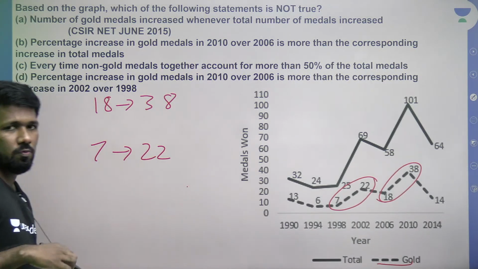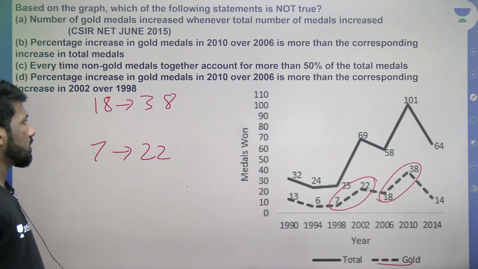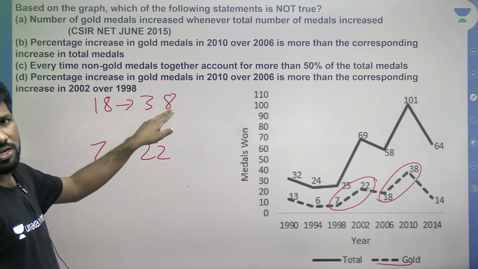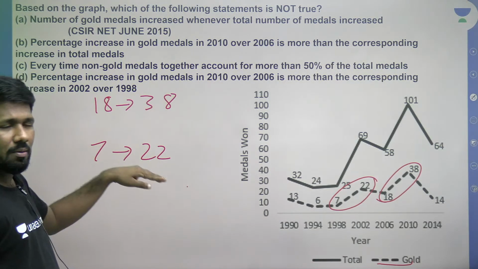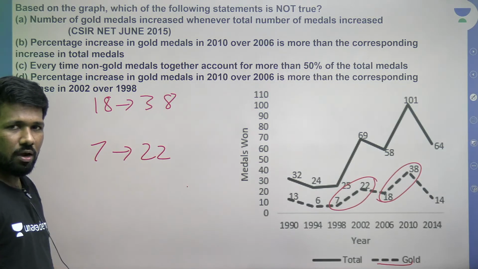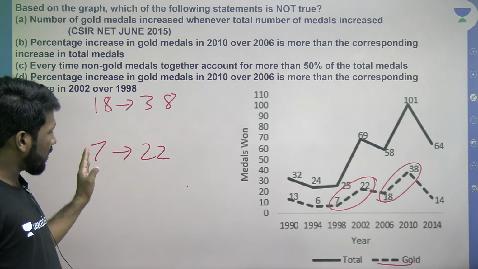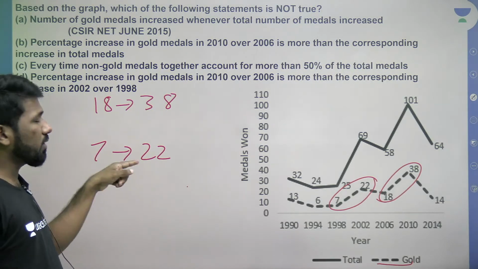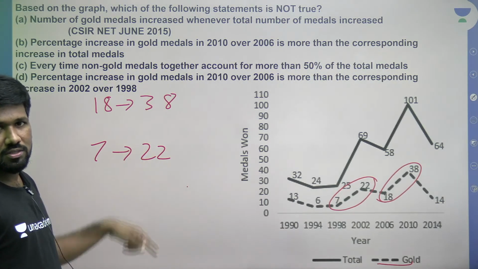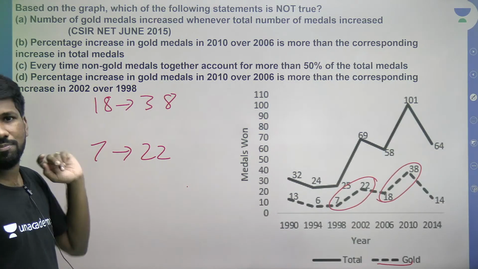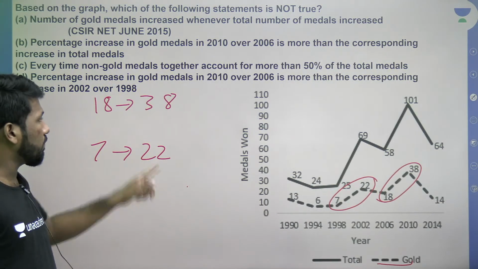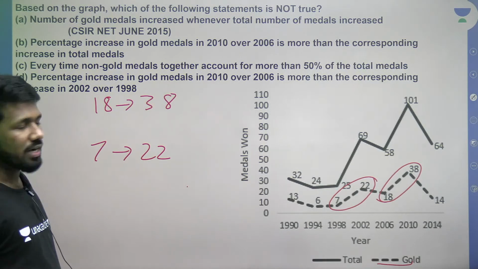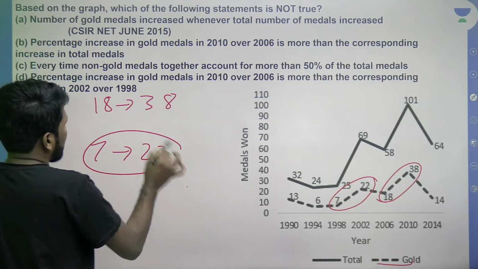Here also don't use a formula, a logical idea you can still use. 18 का डबल से भी ज़्यादा है 38, 7 का भी डबल से भी ज़्यादा है 22, but then what to do? 7 का ट्रिपल से भी ज़्यादा है 22, 7 का ट्रिपल 21 है ना, 21 से भी ज़्यादा है 22, लेकिन 18 का ट्रिपल 54 है, 54 से ज़्यादा नहीं है 38. That is enough to say that this increase is bigger.